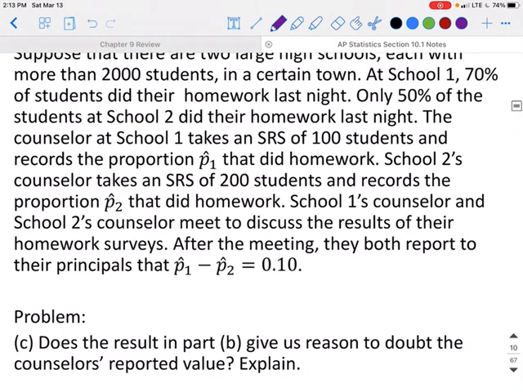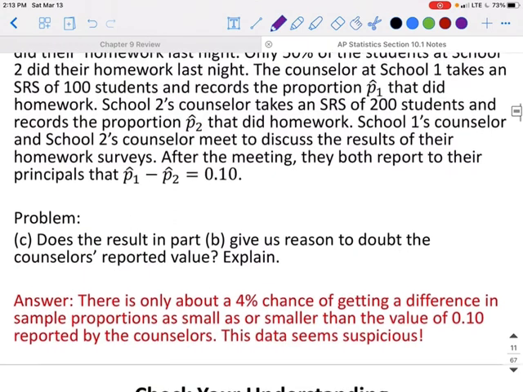Do the results in Part B give us reason to doubt the counselor's reported value? Explain. There's only about a 4% chance of getting a difference in the sample proportions as small or smaller than the value of 0.10 reported by the counselors. This data seems suspicious.